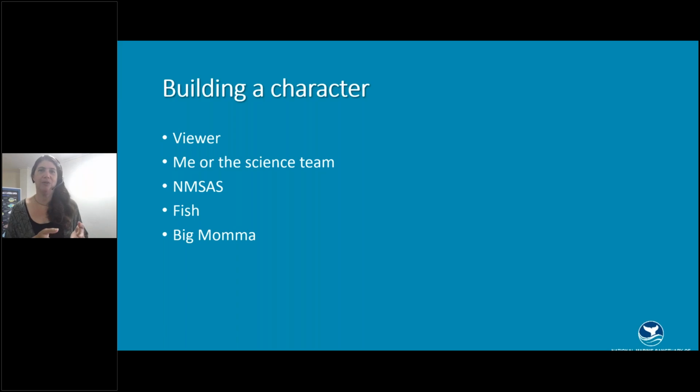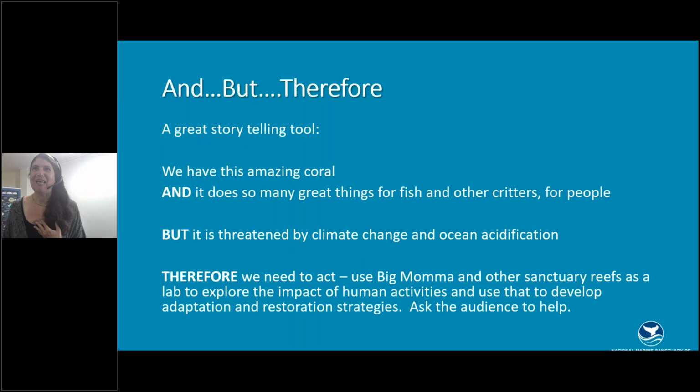I could have chosen that little coral baby to be my character and guide through it. And what I ended up talking about was Big Mama. I chose Big Mama because it's superlative. It's something that people associate with the sanctuary, and people are interested in it. It's exciting and special, one of the biggest corals in the world, and I just happen to also love it very, very much. Makes it easy to tell stories about it.